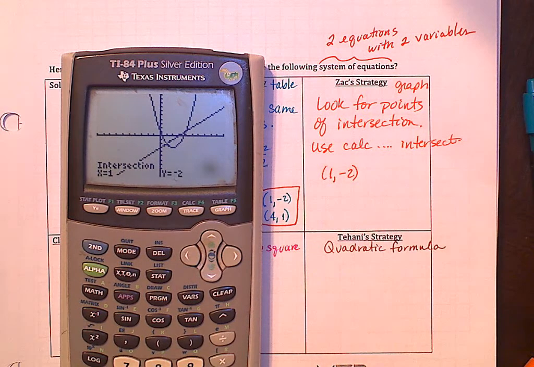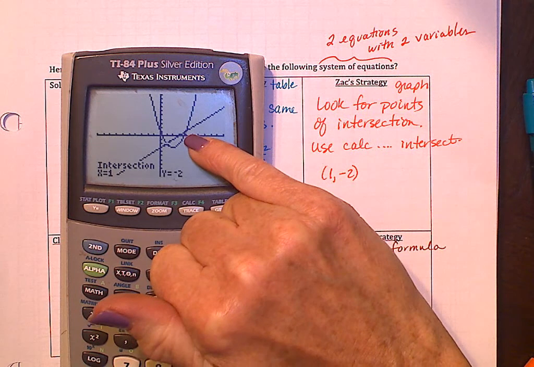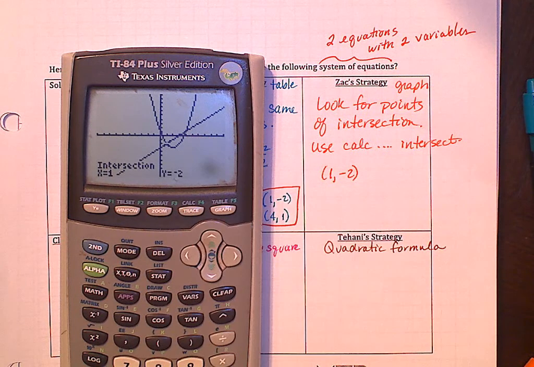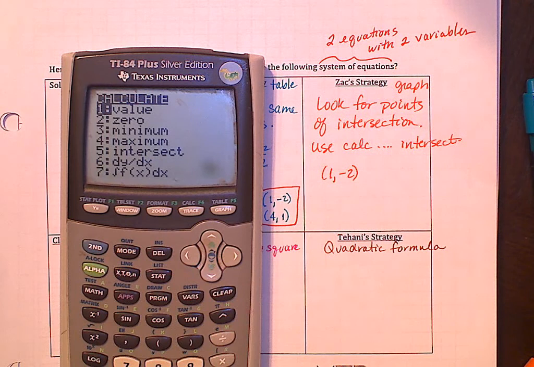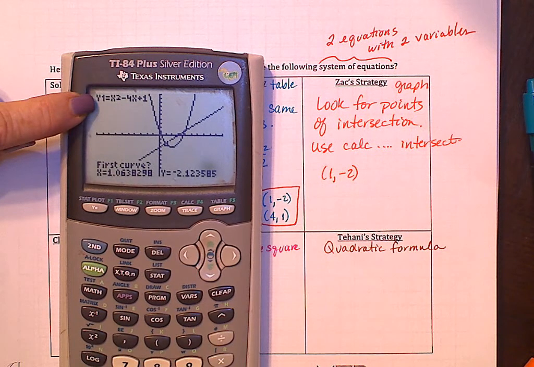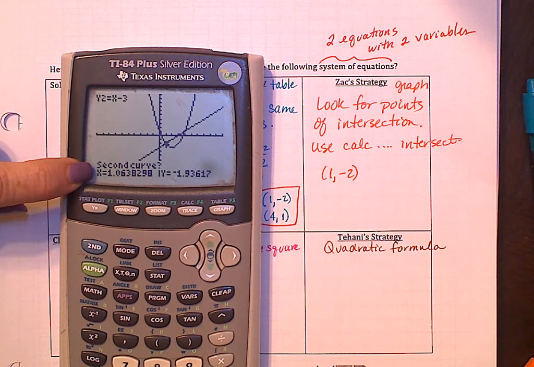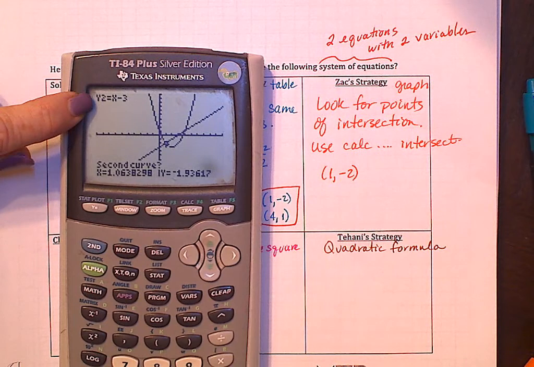Let's go through that process again and find this point of intersection over here. So when we do that, again, the calc menu, intersect. Calculator again asks you first curve. It doesn't really matter where the cursor is if you're looking up here, and it's y1, so yes, hit enter. And then the second curve, that's this one, y2, so hit yes for enter. And then it asks you to make a guess.